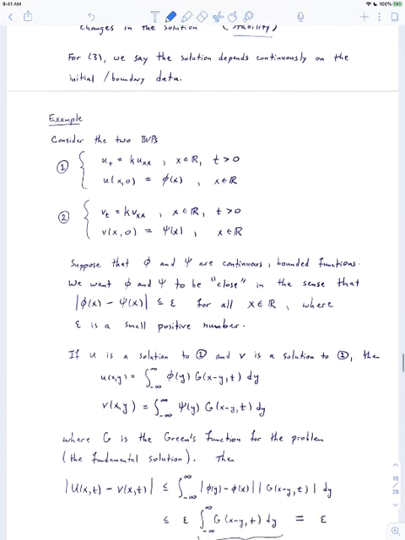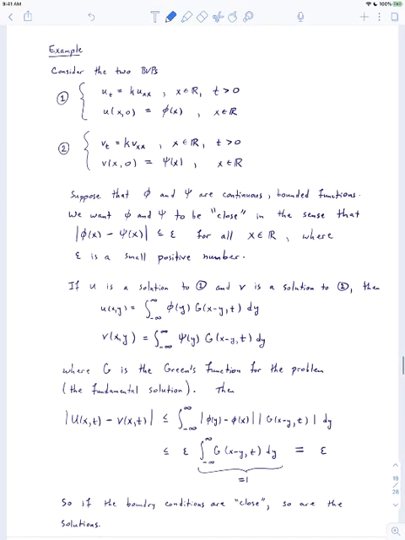Let's look at an example. In this example, we have two Cauchy problems for the heat equation. Notice that these are the heat equation here, both of them. The difference here is we're going to specify different initial conditions. So for the first problem, which we're calling 1 here, we're specifying that u at x comma 0 is equal to some function phi. And in 2, we're specifying that v at x comma 0 is equal to psi at x.